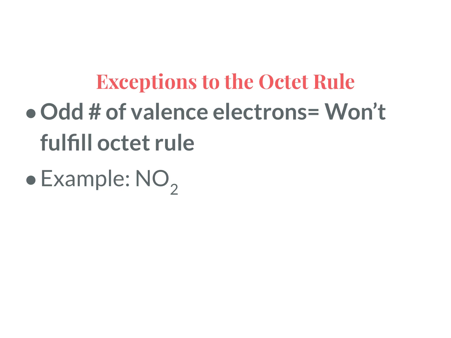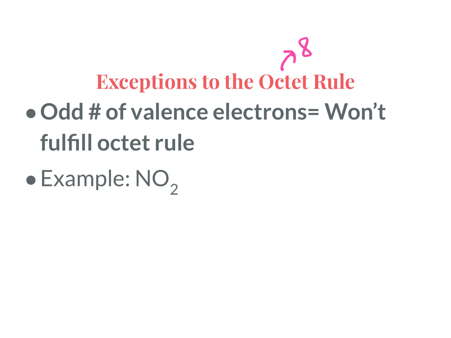Let's move forward with some exceptions to the octet rule. Again, what is the octet rule? They all want 8. Some atoms break the octet rule. For the rest of the slides, we're going to go over those exceptions. The first one is, if you have an odd number of valence electrons, are you ever going to be able to fill the octet if 8 is an even number? No. So if you have an odd number, it means you're going to break it. My example is NO2.